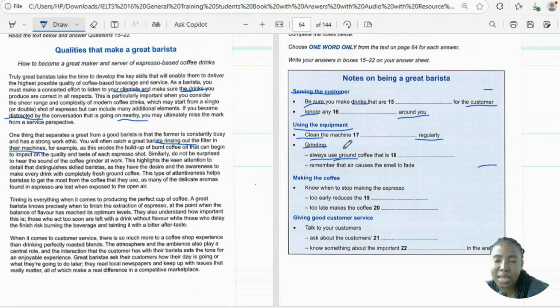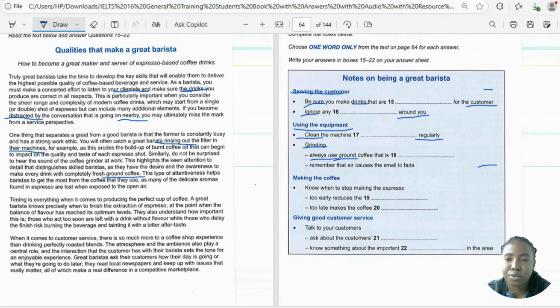I just had to scan. So don't focus on finding everything. It might just be one that you would see. Okay, so 18 has to do with grinding, ground coffee. I can see ground coffee here. All right, so that means I have been able to highlight places where I'm likely to find my answers.